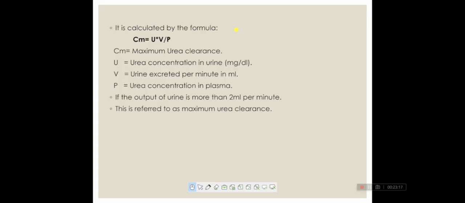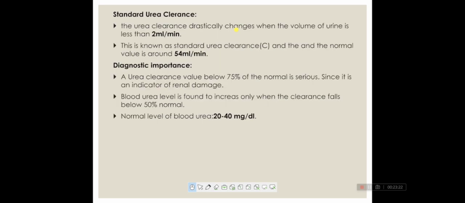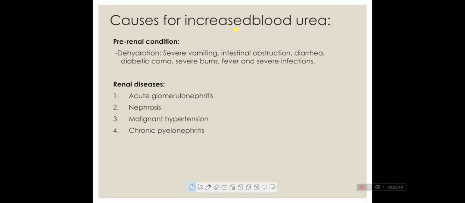If the output of urine is more than 2 milliliters per minute, then it is referred to as the maximum urea clearance. If the urea clearance value is below 75% of normal, then it is very serious. It is indicative of renal damage. Blood urea level is also found to increase only when the clearance falls below 50% of normal. Normal level of blood urea is 20 to 40 mg per deciliter.